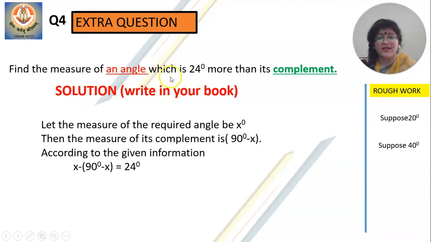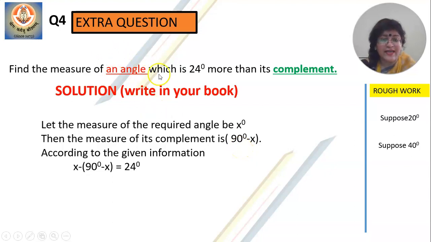Find the measure of an angle which is 24 more than its complement. If you find it confusing, all you have to remember is you don't know what the angle is. I have highlighted this. Let the angle be x. We are talking about complementary angles, so the complement of x is 90 minus x.